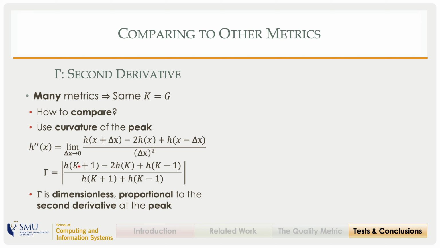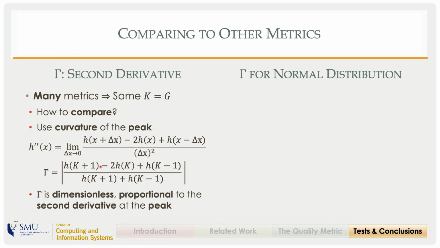So what we do is to look at the wings and take the difference between the wings and the peak, divided by the average value of the wings. That will give you how significant the peak is, and this is identical to the second derivative. Gamma turns out to be dimensionless and proportional to the second derivative at the peak.